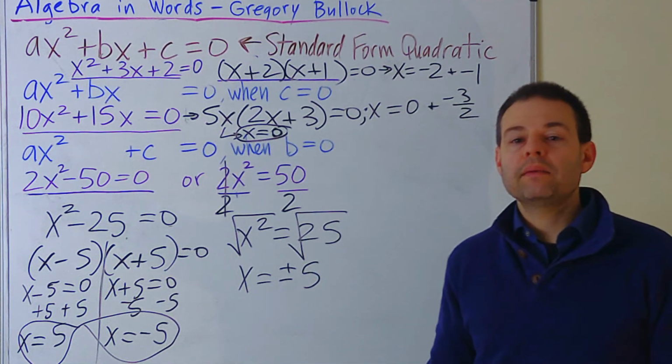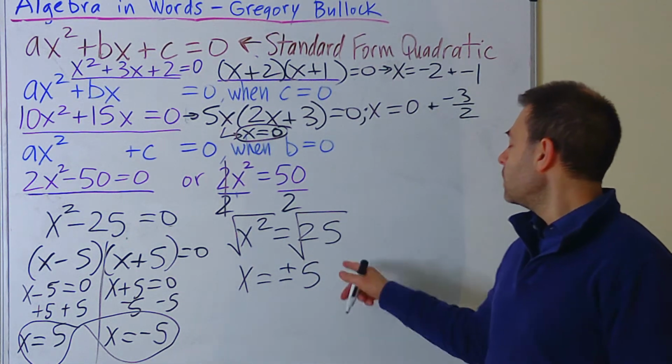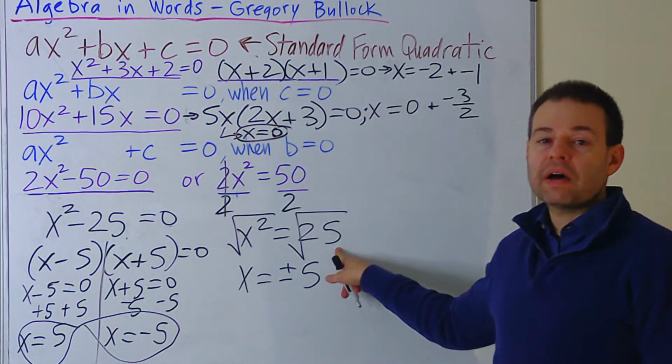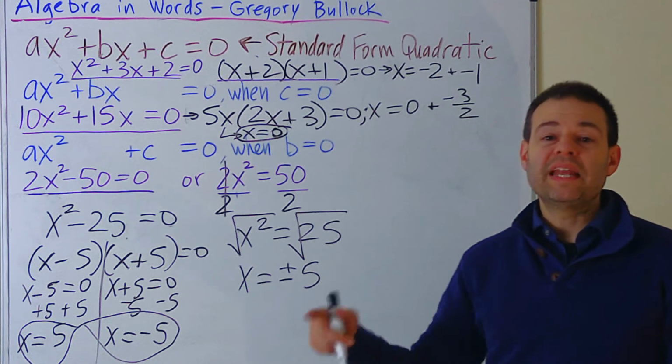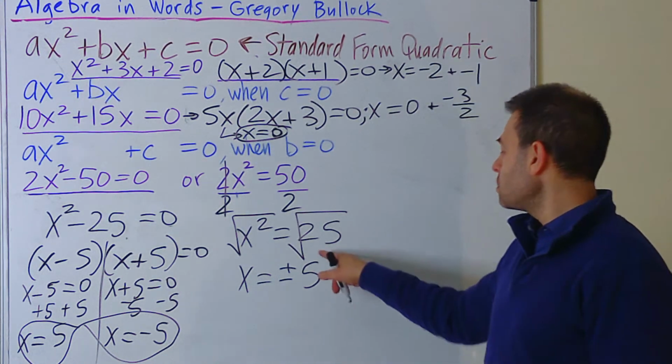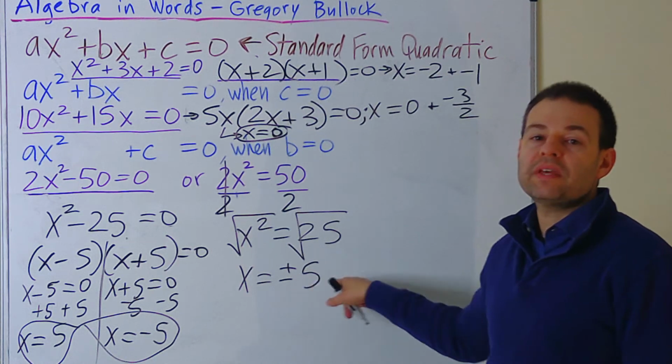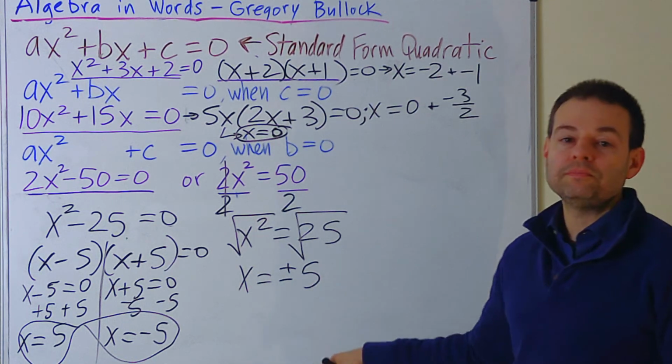And why is that? Because, think about it, positive 5 squared equals positive 25. But also, negative 5 squared also equals positive 25. That's why you must put both the positive and the negative form of that square root.